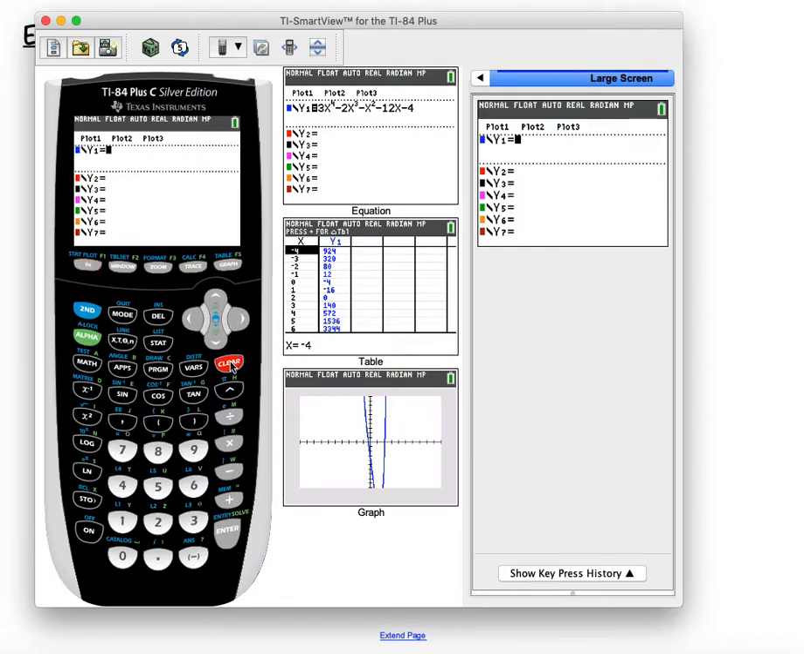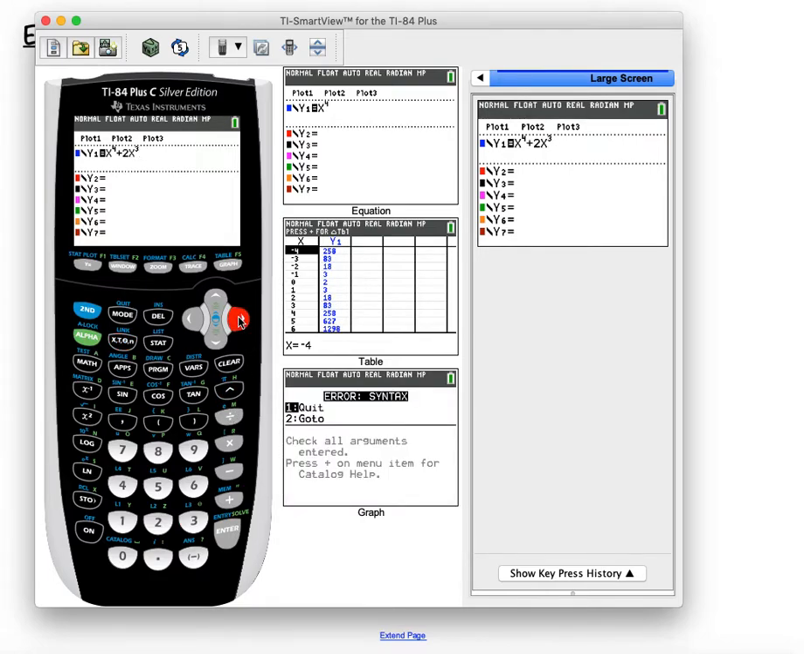So let me clear that out of there. So we got x to the 4th plus 2x to the 3rd minus 2x squared minus 6x minus 3. Hit graph.